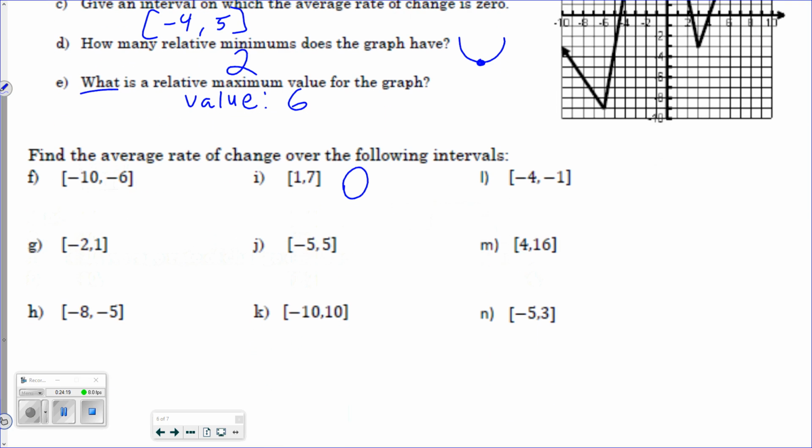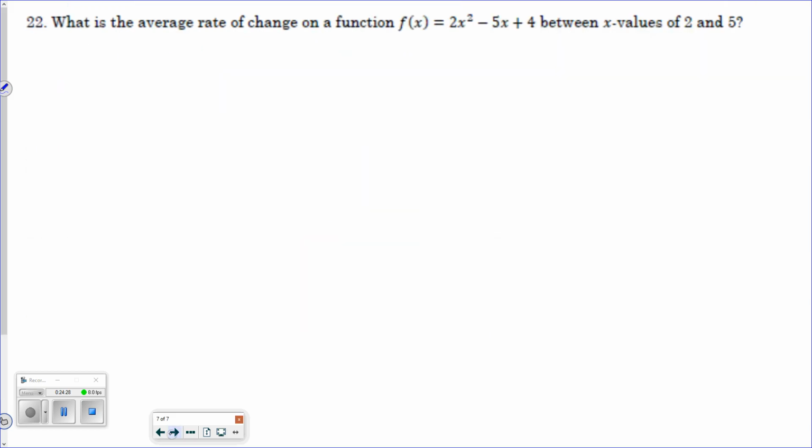All right, so that's how you do it. That's all you have to do. Find the y's, connect the points, and find the slope, where it's rise over run.